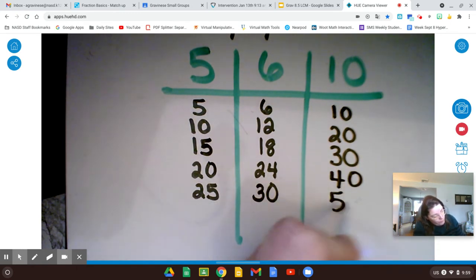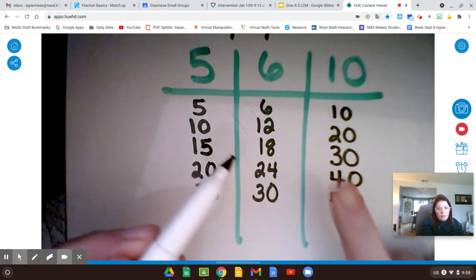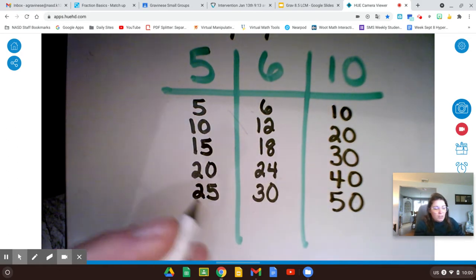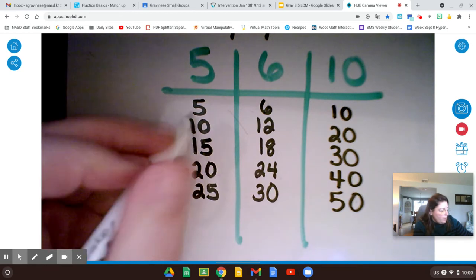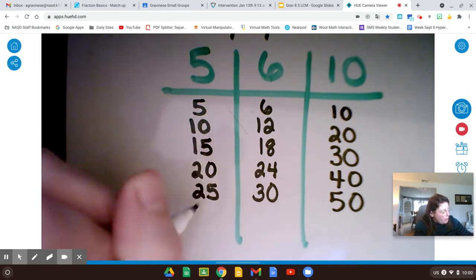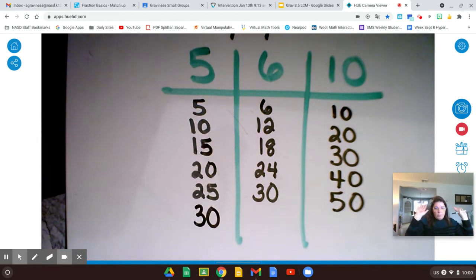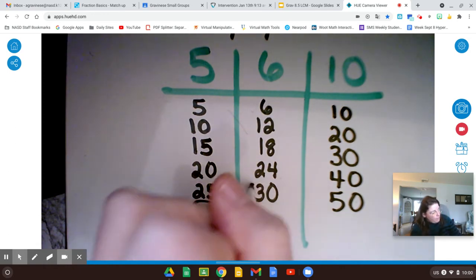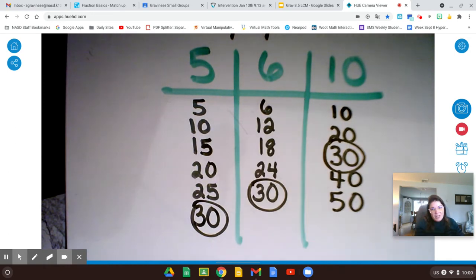40 and 50. Let's go back now that we have a couple for each, and nothing has been in common yet, so I'm going to keep going. 5, 10, 15, 20, 25, 30. Oh, wait, put on your brakes. Did you see it? 30. The first number that appears in all of our lists of multiples is 30, and that is the least common multiple of 5, 6, and 10.